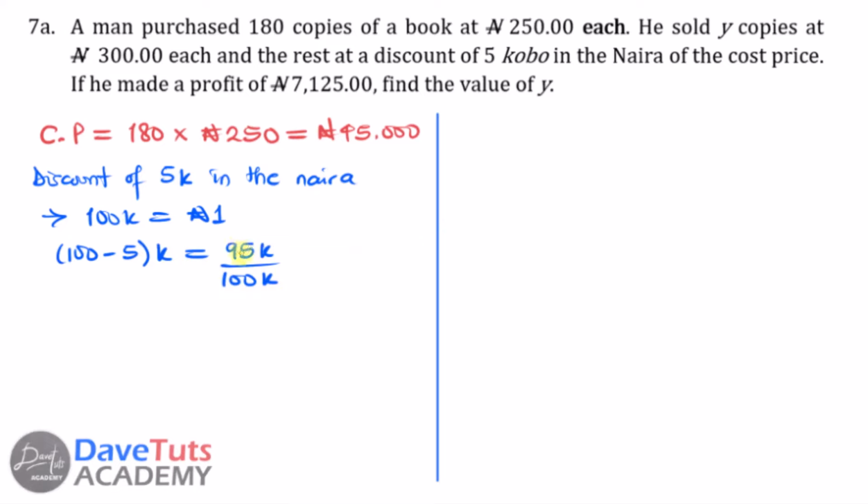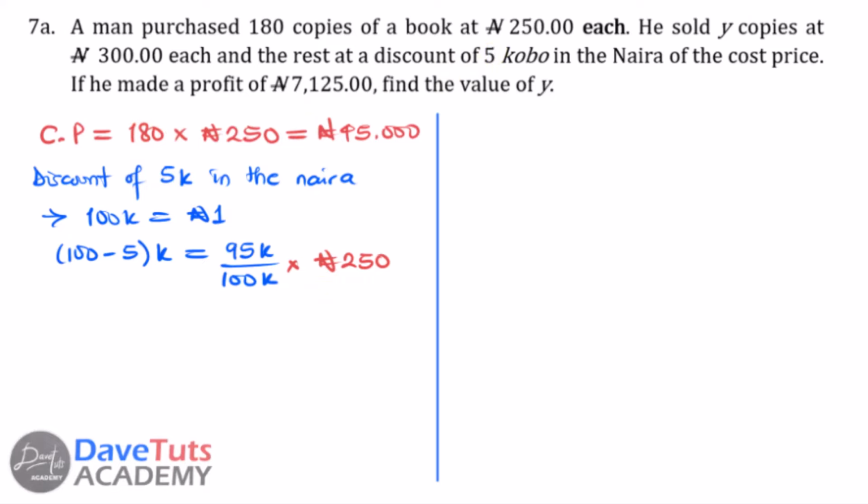Okay, so this is the discount in the naira, but then we are talking about this discount on the cost price. And what is the cost price? 250. So the discount of the man will be this particular 95 kobo to the naira multiplied by 250 naira. We need to just understand this for us to get this question, otherwise we are going to miss it. Okay, now let's look at his selling price.